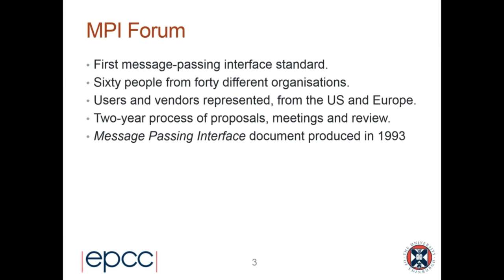The US and Europe were involved. After 2 years of proposal meetings and review, they produced the message passing interface document in 1993. Although the document has got a lot bigger over time, fundamentally, MPI hasn't changed in the past 25 years. If you took a fairly simple MPI program from today and went back in time 25 years, it would be recognizable. They got the basics right first time. There were a lot of enhancements and tweaks around the edges, and things to accommodate C++, but the core stayed very much the same.